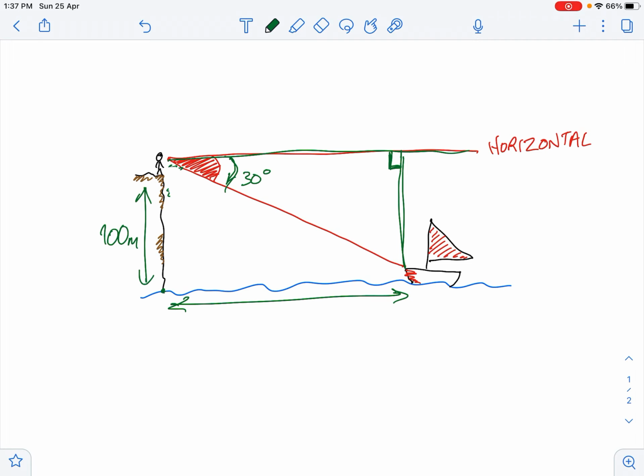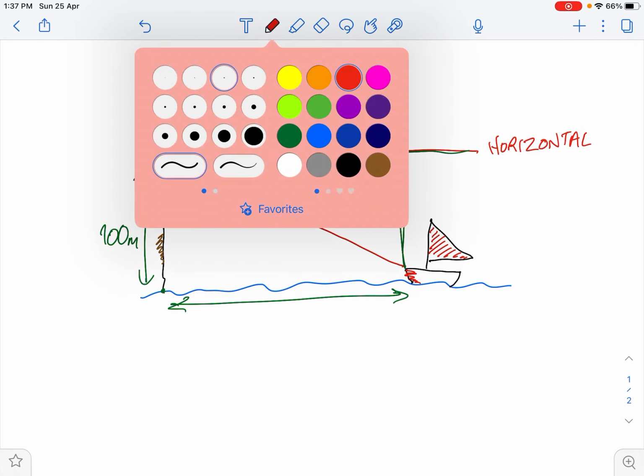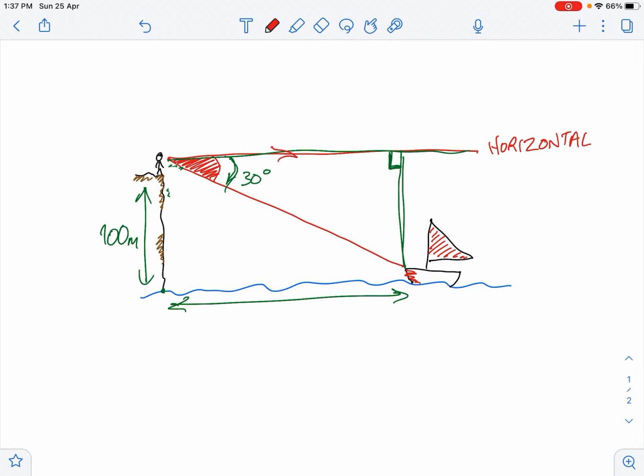In this example, it's really helpful to be able to notice, well, if that's horizontal and the sea is flat, we have a Z angle, an alternate angle, and so this angle here will be the same as the 30 degrees there. Just helps you to draw your right angled triangles for your trigonometry.